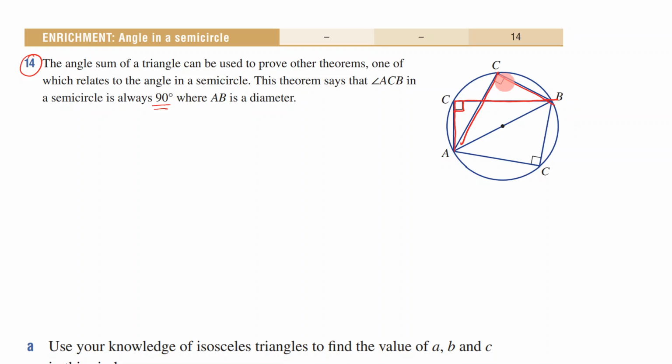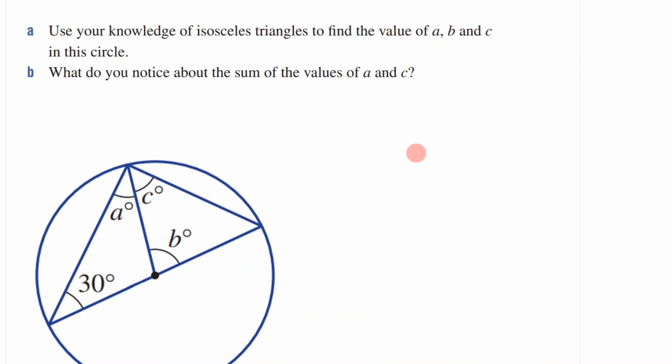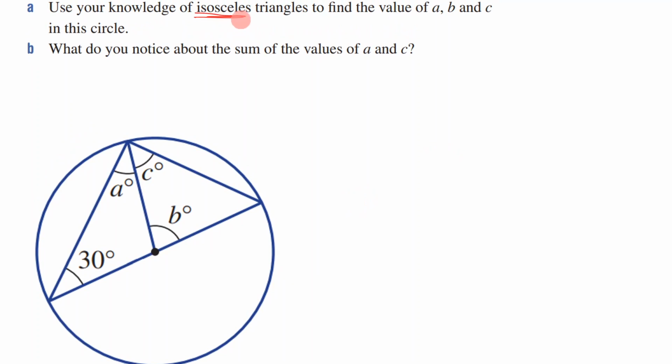That is always going to be 90 degrees, as long as AB is the diameter of the circle. Okay, so let's see if we can show this. So part A says, use your knowledge of isosceles triangles to find the value of A, B, and C in this circle. All right, so the very important word there is isosceles triangle.